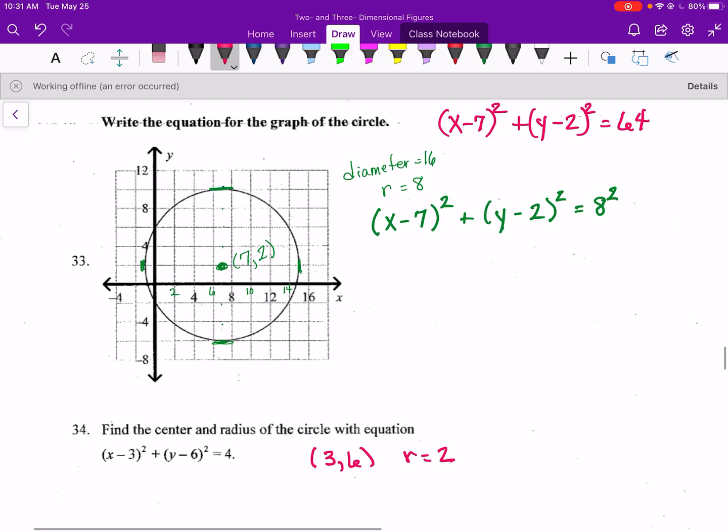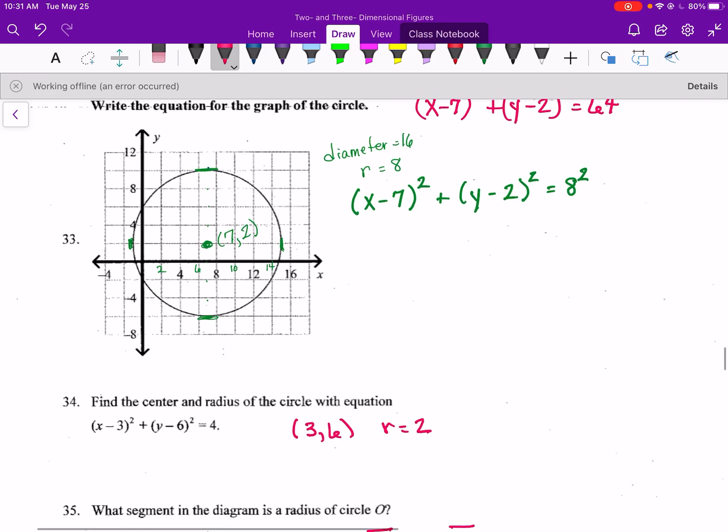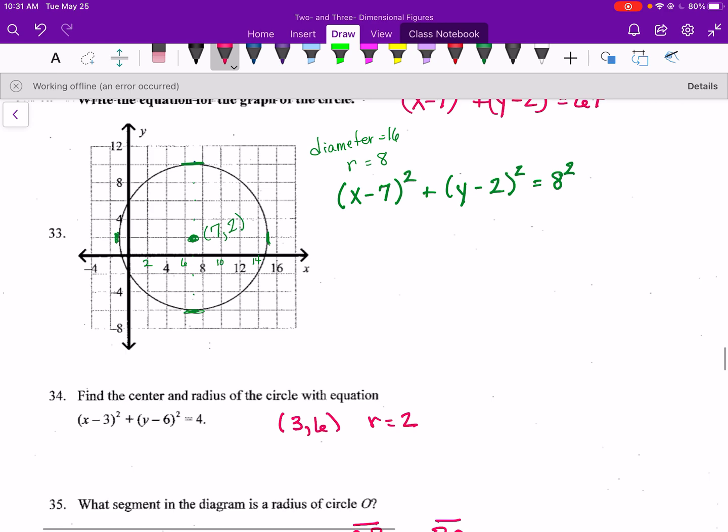Number 34, you're given the equation of the circle and asked to find the center and the radius. Match it up with the form x minus h squared, so h is the 3. Y minus k squared, so k is the 6. And if the radius squared is 4, the square root of 4 is 2, so our radius is 2.